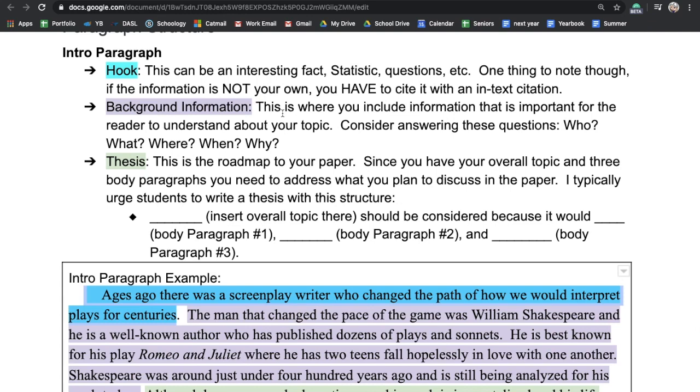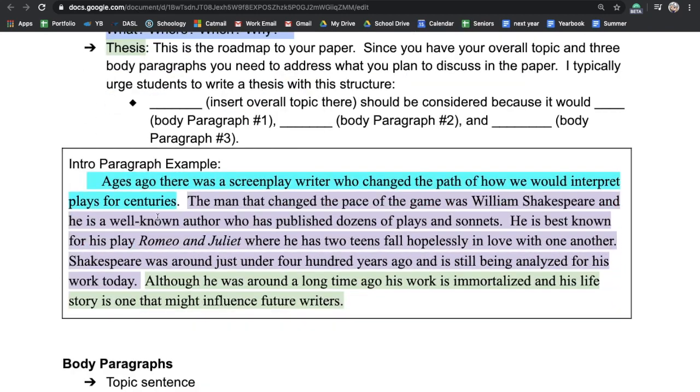So this is where there's a couple things you need to consider. I always say, answer these questions: who, what, where, when, and why. If I read just your background information, I should understand what your topic is, any jargon, which is terms that might be important to that specific topic that I might need to understand before I read your paper. Again, go into the paper assuming your reader has never read or talked about this topic before. So what do they need to know?